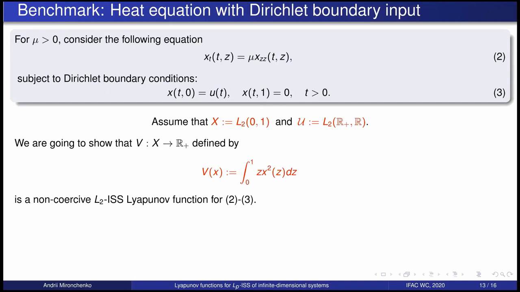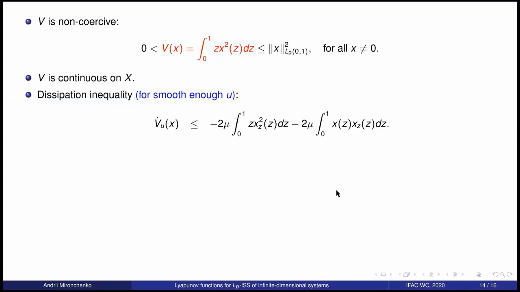So, what is the main complexity of this system? It is in this Dirichlet input, which defines the solution of the system at one of the boundaries of the spatial domain. In order to compensate the influence of U, we introduce this weighted coefficient here, which is zero precisely at this end where U is applied. This makes it possible to verify nice properties for the function V.